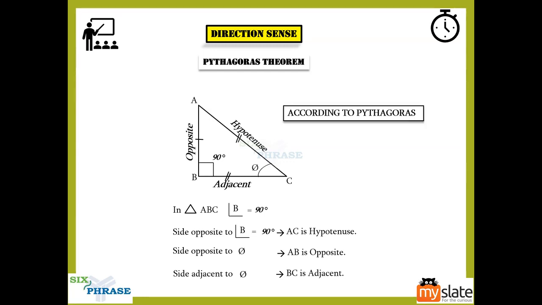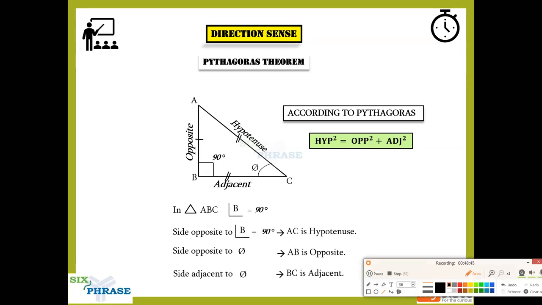Now, why did we go to the trouble of understanding all this, guys? It is to arrive at the final answer. According to Pythagoras, the hypotenuse square will always be equal to opposite square plus adjacent square in a right angle triangle.